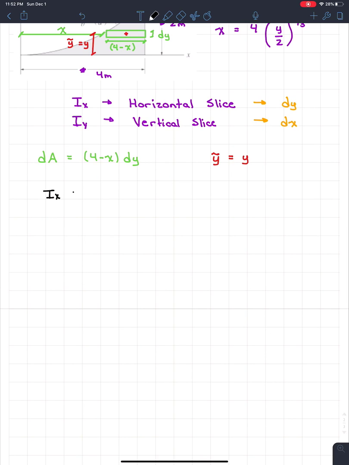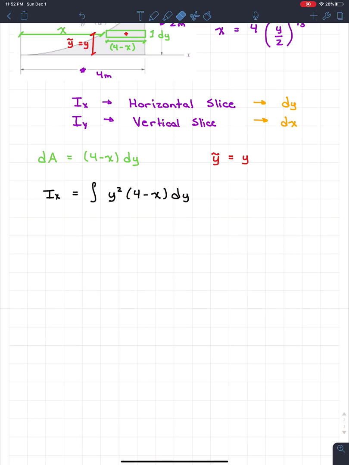Ix is going to be the integral of y squiggle squared. But now we know that y squiggle squared is just y squared. And then we're going to have 4 minus x times dy. And now this should be apparent why I wanted to pick a horizontal slice, because this y squiggle is already going to be integrated with respect to y. I won't have to mess around with y squiggle at all. It makes it really, really nice and easy.